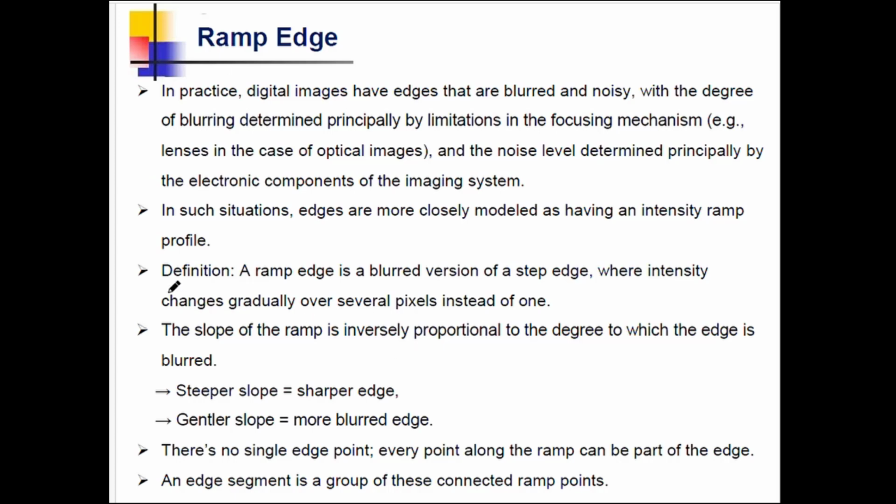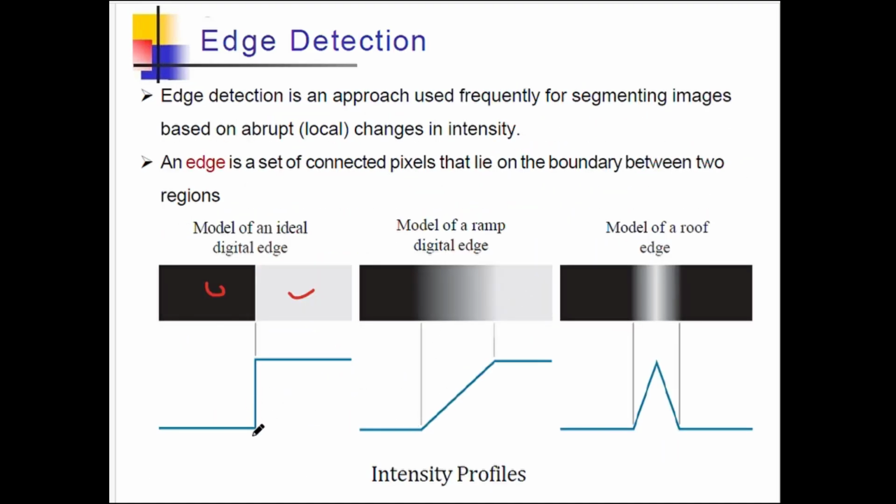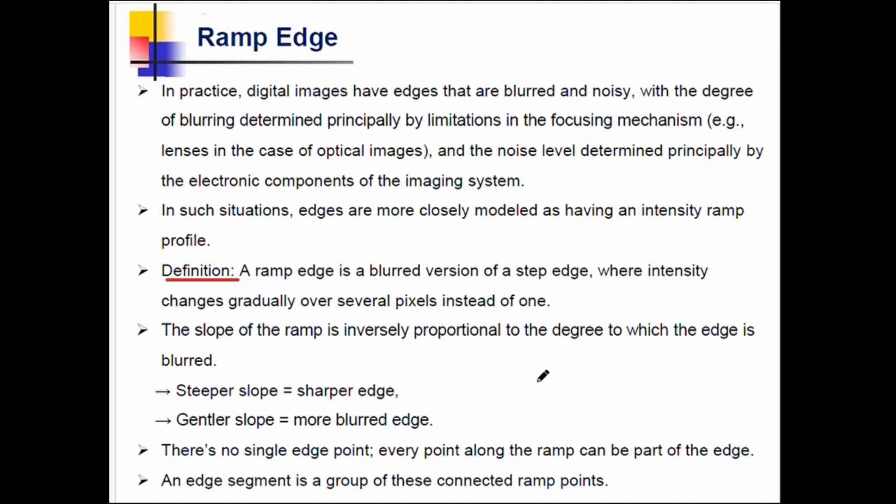A ramp edge, see the definition, is a blurred version of the step edge where intensity changes gradually over several pixels instead of one. See this. Here in the step edge, the intensity is changing abruptly. In the ramp edge, it is changing gradually. Simply, that is the ramp edge.